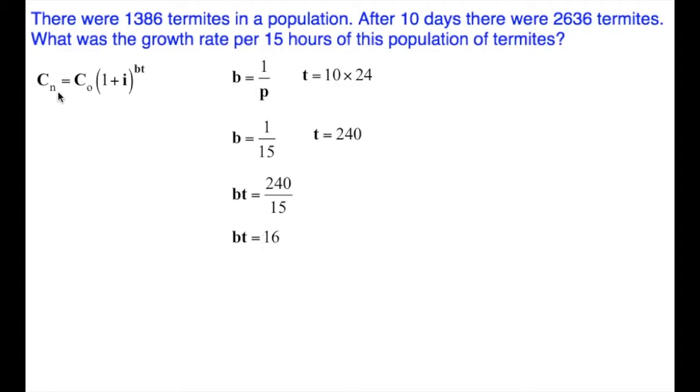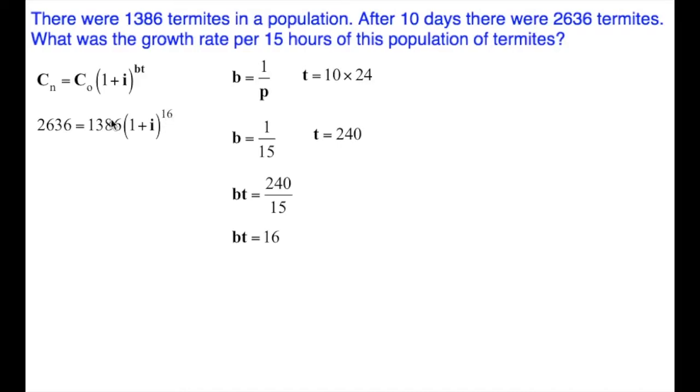Let's fill in everything we know. The C sub n is 2,636 termites, and the C sub 0, the initial number of termites, is 1,386. We have 1 plus our growth rate, we don't know the growth rate, to the power of 16, bt. I want to get this i alone. I have to get rid of the 1, I have to get rid of the 1,386, and I have to get rid of the 16.